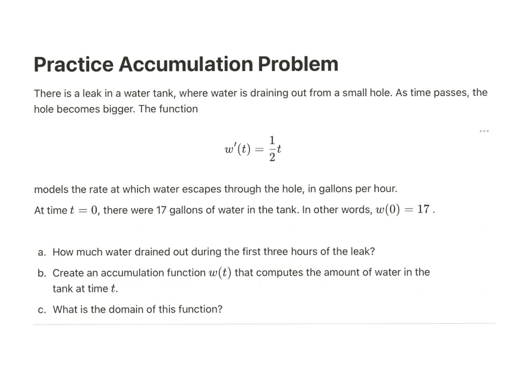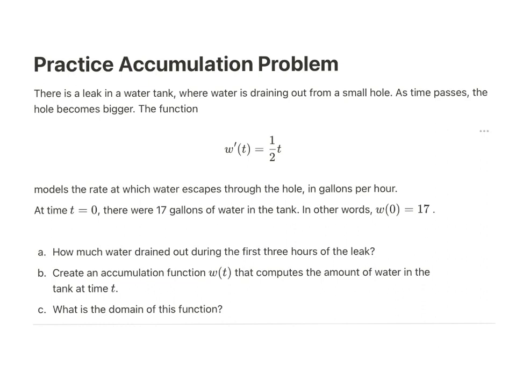And then we have these three questions that we have to address. So letter A, how much water drained out during the first 3 hours of the leak? Letter B, we're asked to create an accumulation function, w of t, that computes the amount of water in the tank at time t. And then for letter C, what is the domain of this function? And we're referring to w of t there.